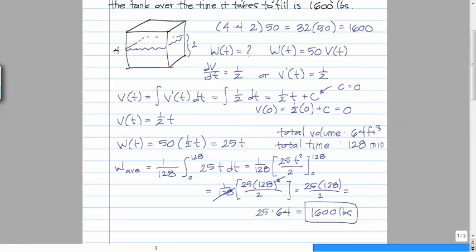So, two ways of doing a problem. Obviously, the way that we tried it first, making a conjecture, was simple, but we were able to verify it by also using our techniques for integrating and using the average value formula.